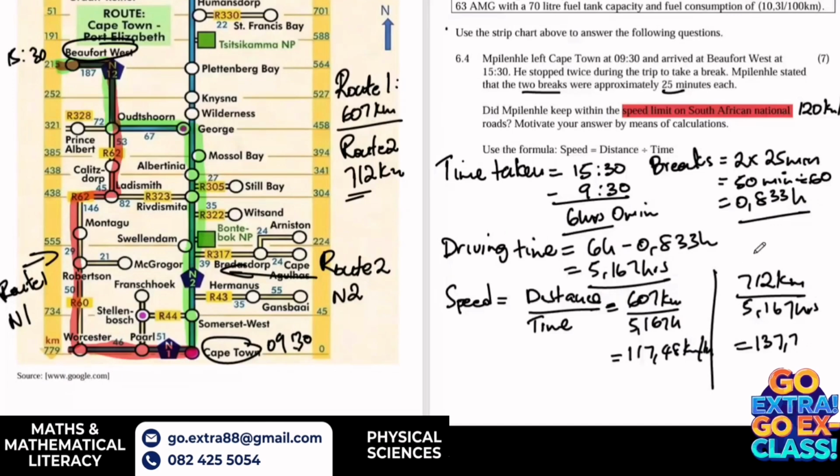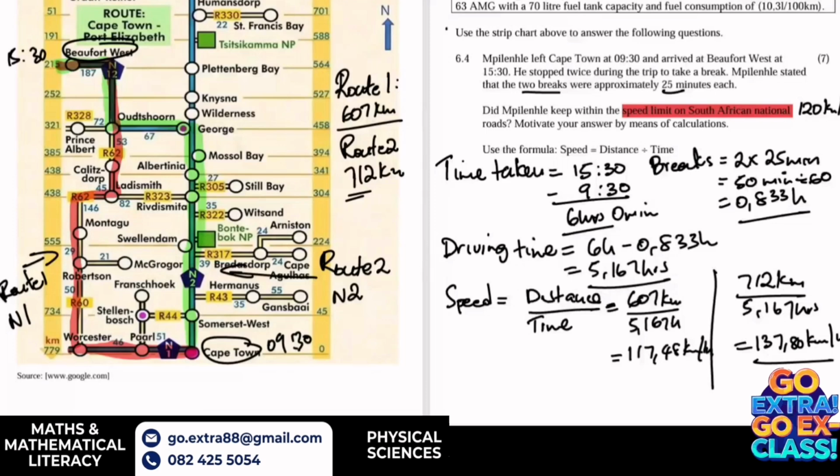Okay, I'm going to just round it off to 2 decimal places. Therefore, you get 137.80 kilometers per hour. So that's what we're going to get here. That will be the average speed if we use route number 2.